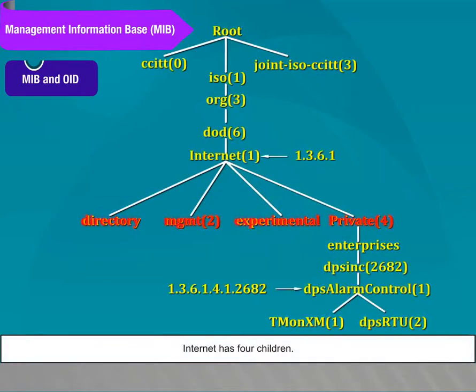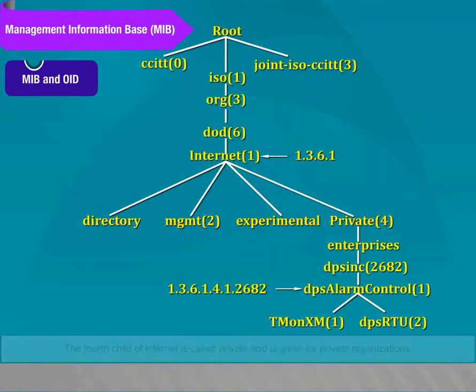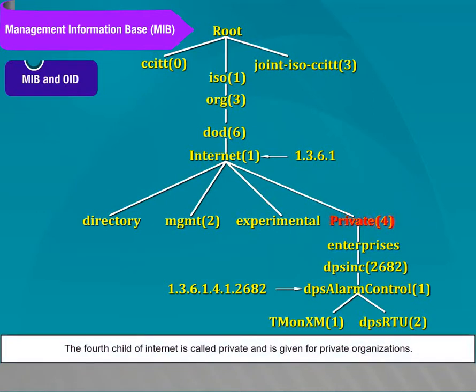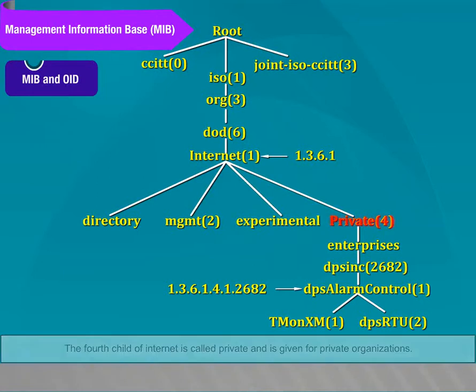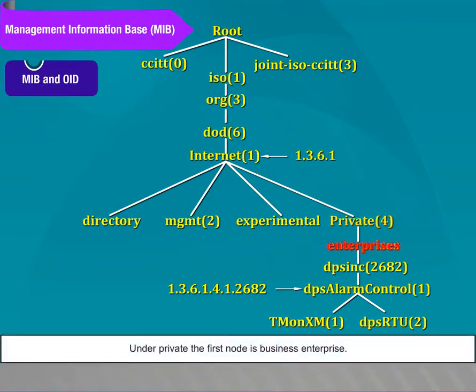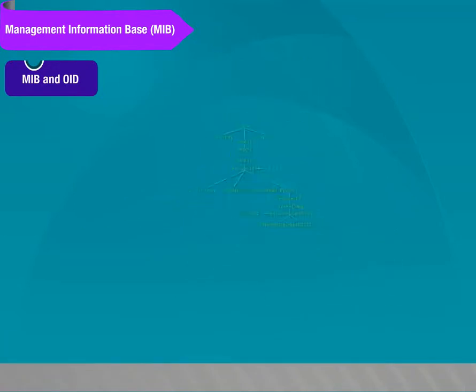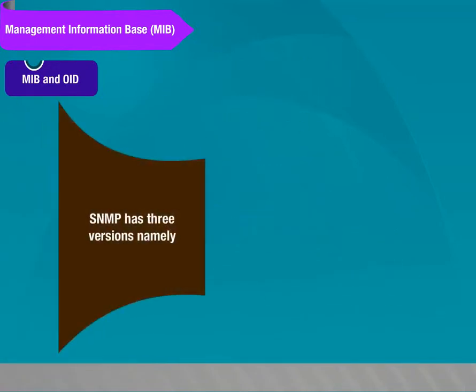Internet has 4 children. The 4th child of Internet is called private and is given for private organizations. Under private, the first node is business enterprise. SNMP has 3 versions, namely SNMP v1, SNMP v2, SNMP v3.